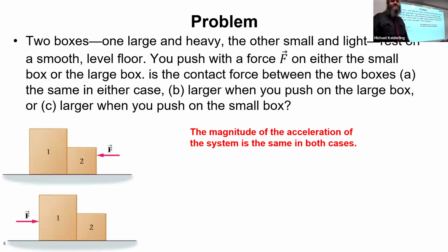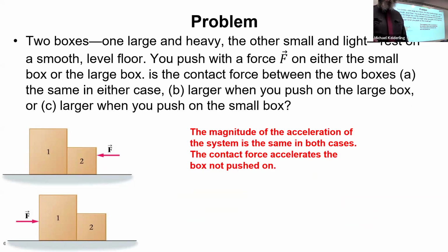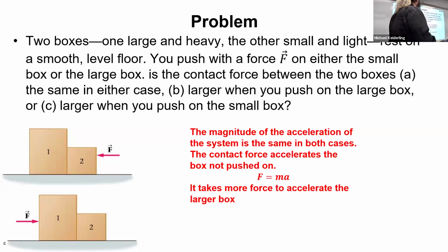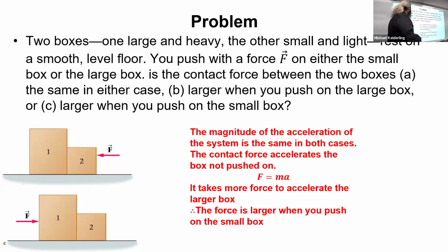So the magnitude of the acceleration of the system is the same in both cases. The contact force accelerates the box that is not pushed on. Force equals mass times acceleration. It takes more force to accelerate the larger box. The force is larger when you push on the small box.